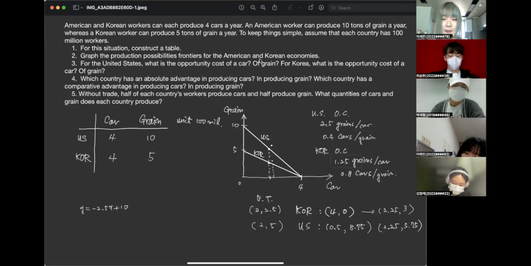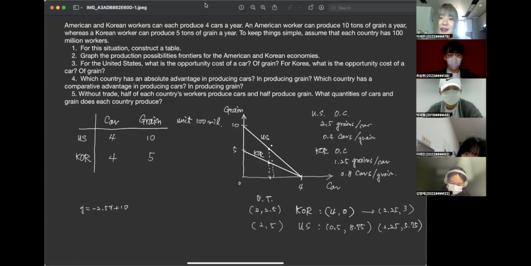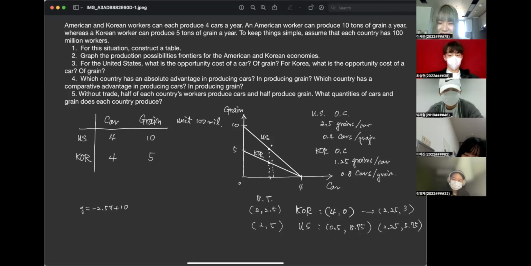Compare with opportunity cost. So for grain, the opportunity cost of 1 more production of grain in the US is 0.4 cars, but in Korea, 0.8. So the cost is bigger in Korea and less in the US. Less is better from a cost perspective. So the US has comparative advantage in producing grain. For exactly the same reason, Korea has comparative advantage in car production. Everybody, good?